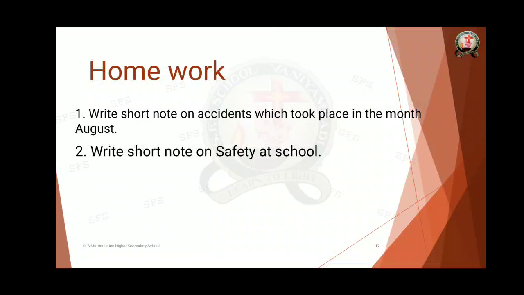Second question, write a short note on safety at school. You know what safety rules you have to follow. Write a short note on safety at school.